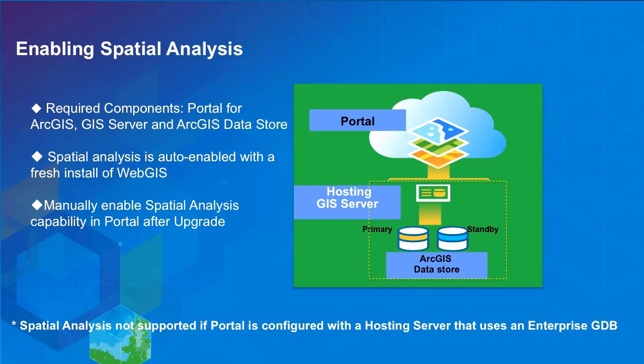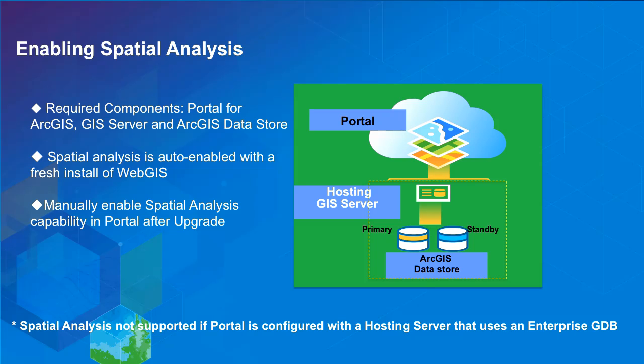So how do you enable spatial analysis? You need ArcGIS Portal, GIS server, and ArcGIS data store. These are the 3 components that are required if you want to have spatial analysis capability in portal. Once you configure your server to be the hosting server and you register the data store with server, spatial analysis capability will be automatically enabled for you on a fresh install of 10.4 or 10.4.1.